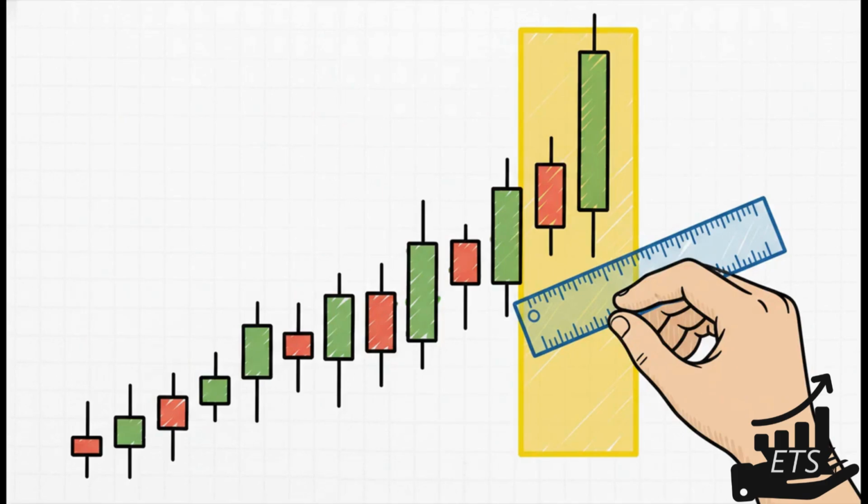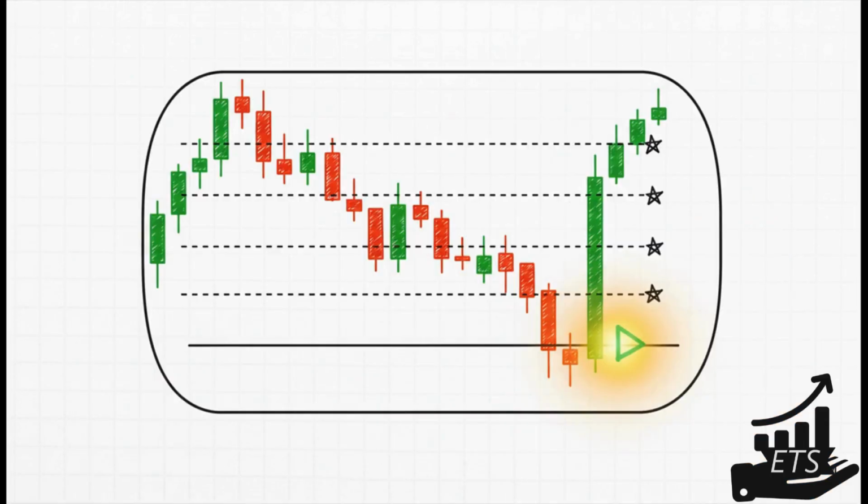So let's take a look at this recent Nifty chart. The very first thing we do is identify this strong initial move up. We call that the impulse wave. This is the move we're going to measure. We take our Fibonacci tool and we draw it from the very bottom of the move all the way to the top. Now, just watch what happens next.